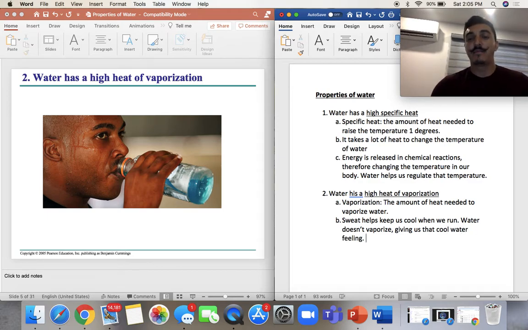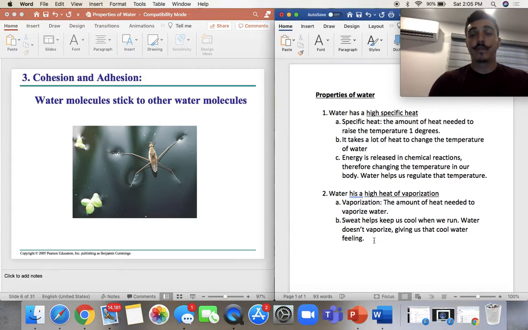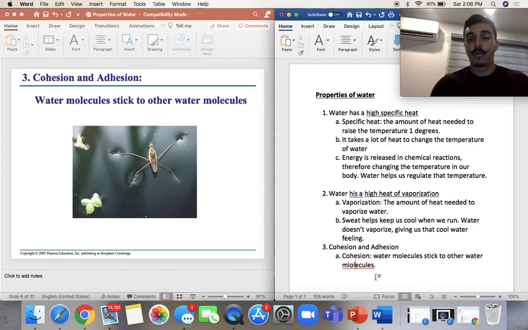Okay. So these are the basic words, how I think about it and how I explain it. Maybe a little less scientific, but we're still getting the main idea and the process itself. Okay. Now, so far we've got two. The third property of water: we've got cohesion and adhesion. First, cohesion is how water molecules stick to other water molecules. It's actually pretty cool.